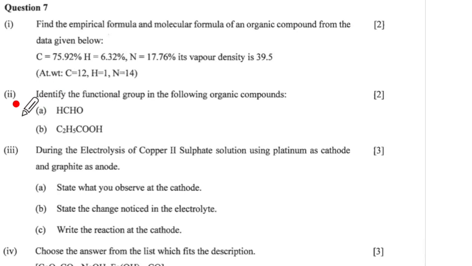Now we come to question number 7. Identify the functional group in the following organic compounds. The functional group over here is -CHO, and this is aldehydic group.